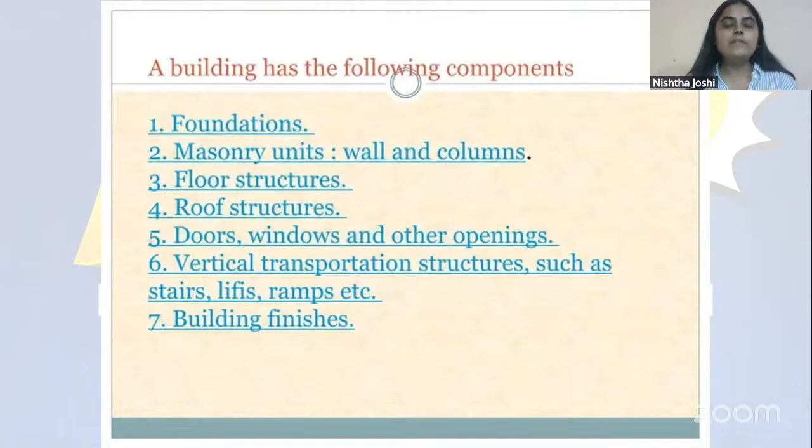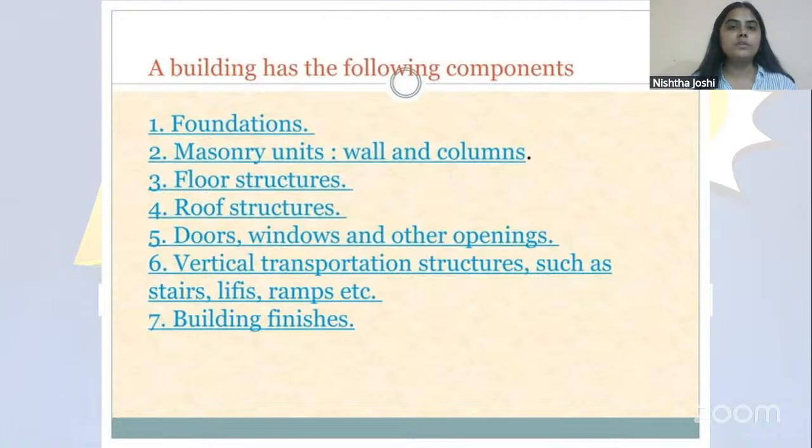So every building has the following components. It has a foundation for sure. Even if a building does not have anything else under the ground, there will definitely be a foundation. Then there are masonry units like walls, columns, beams, etc. Floor structure is there, roof structure is there.